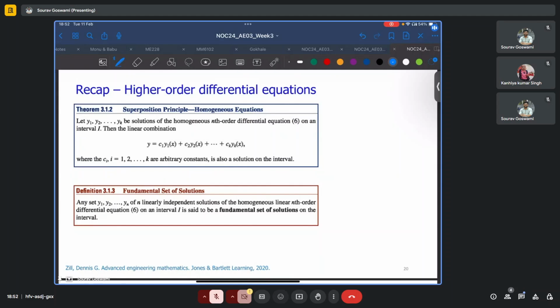And let y1, y2 till yk be solutions of the homogeneous nth order differential equation. Then the linear combination c1 y1 plus c2 y2 plus ck yk is also a solution of the interval.